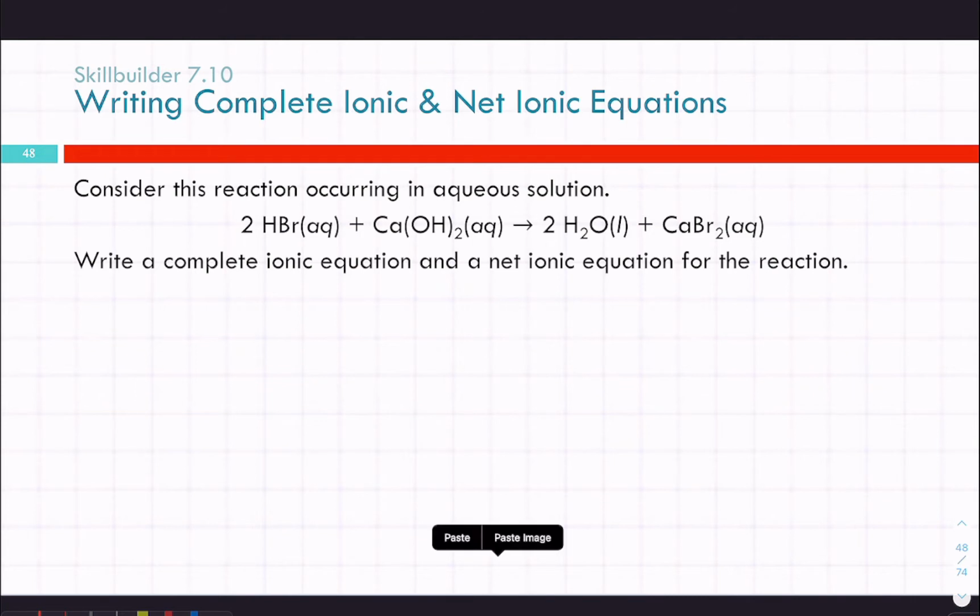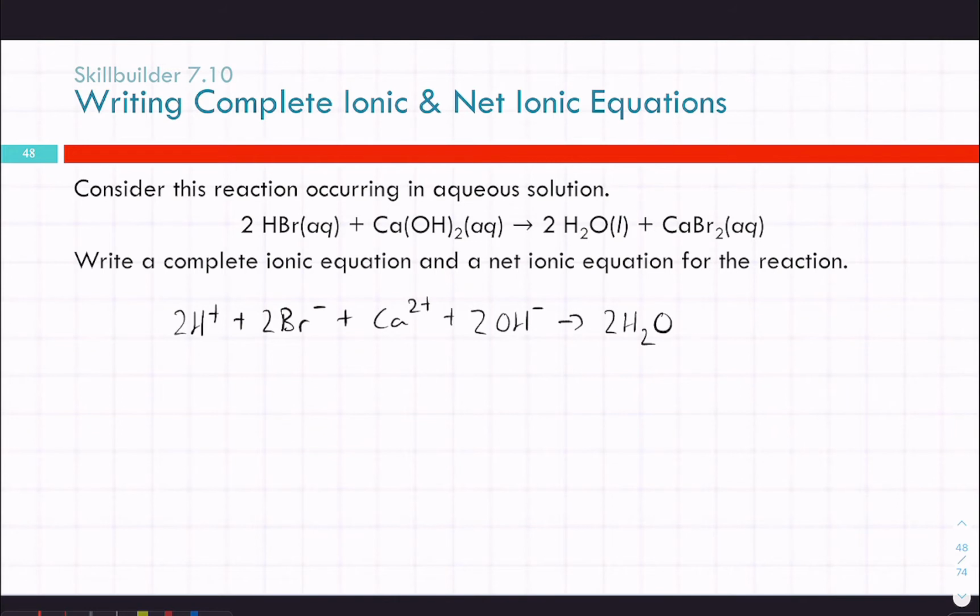So in this case, I like to also keep track of how many there are in the balanced reaction. So here we're given a balanced reaction. So it's going to be 2 H plus, 2 Br minus, plus calcium 2 plus, plus 2 OH minus. And then we're going to have still 2 H2O as a liquid, and then calcium 2 plus, 2 Br minus.